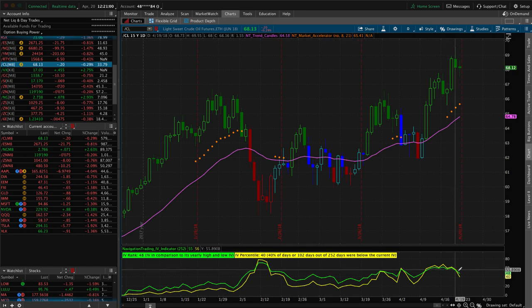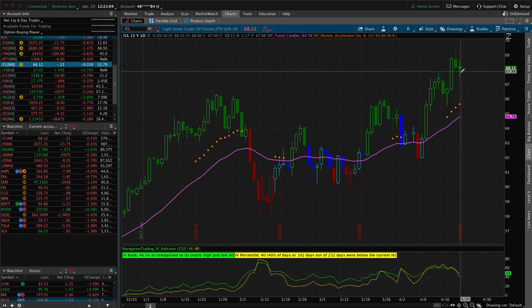So we've got this little bit of contraction in IV. If we get a little bit more contraction and a little bit more down movement in price, we should be able to book that winner. If not, we will continue to manage as needed.